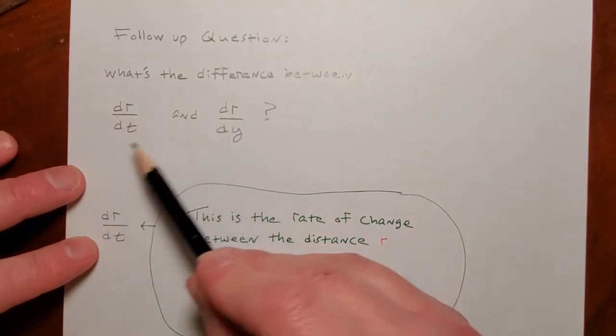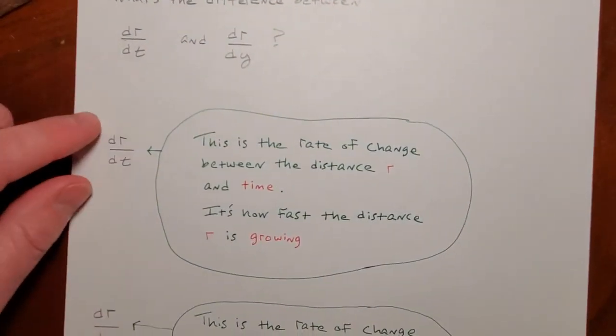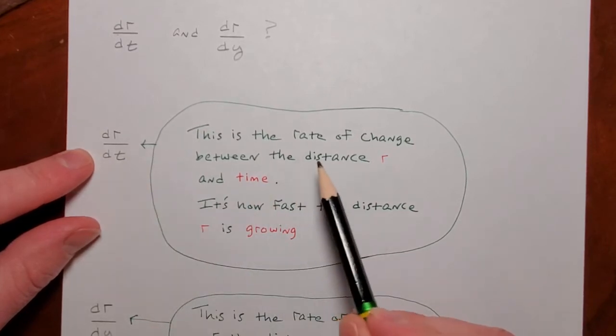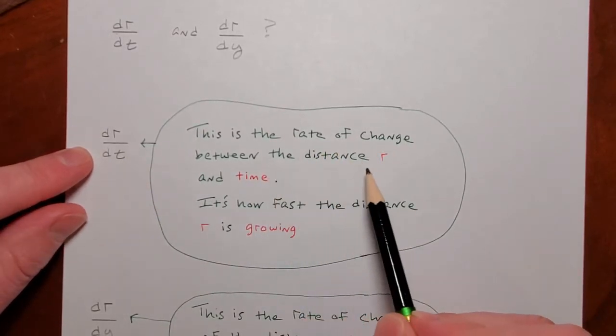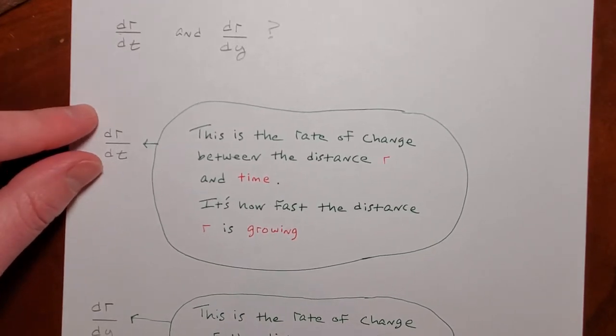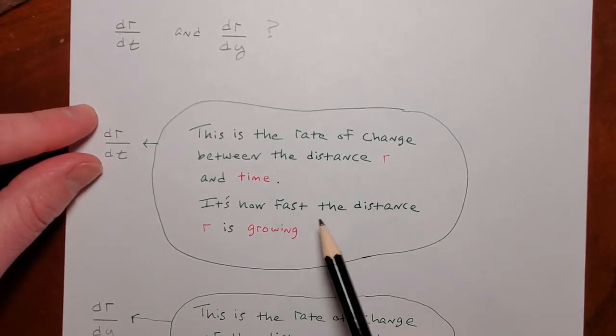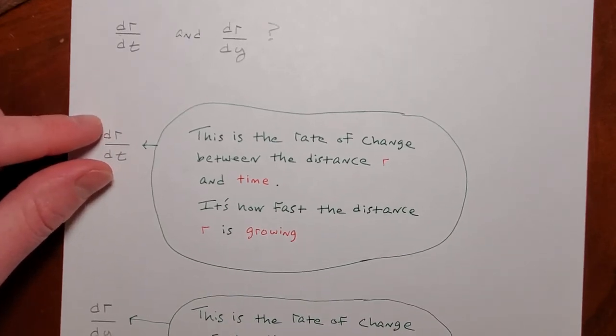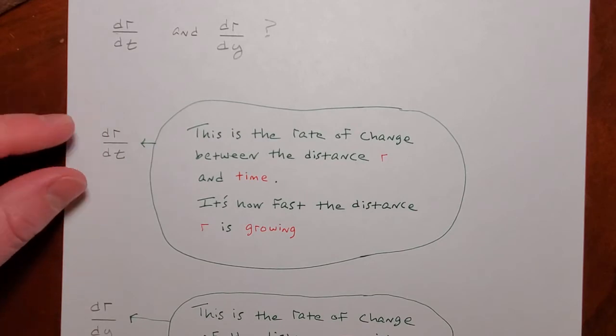So think about that. What's the difference between these? Well, dr over dt, r on top, t on the bottom, that's the instantaneous rate of change between the distance r and time. It's how far the UFO is moving away from me. It's how fast the distance r is growing, okay? So at least if I see that, I can verbalize what it means, okay?